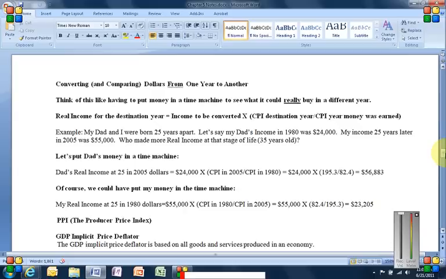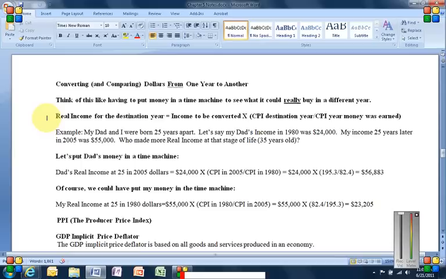So how do you do this? Well, as it says here, to calculate the real income for a destination year, if you want to think about it like that, think of your time machine as taking you to a destination year. You would take the income that you want to be converted and multiply it by the CPI of the destination year divided by the CPI of the year the money was earned.